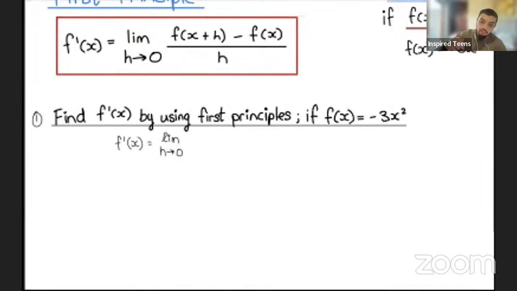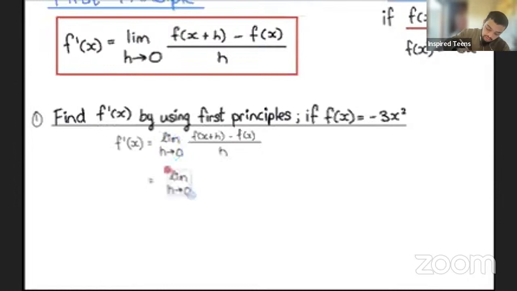So we have the limit as h approaches 0 of f of x plus h minus f of x, divided by h. Here we say equals, and I'm going to copy this. Unfortunately, you can't copy and paste in your exam. You're going to have to rewrite it each time: the limit as h approaches 0.